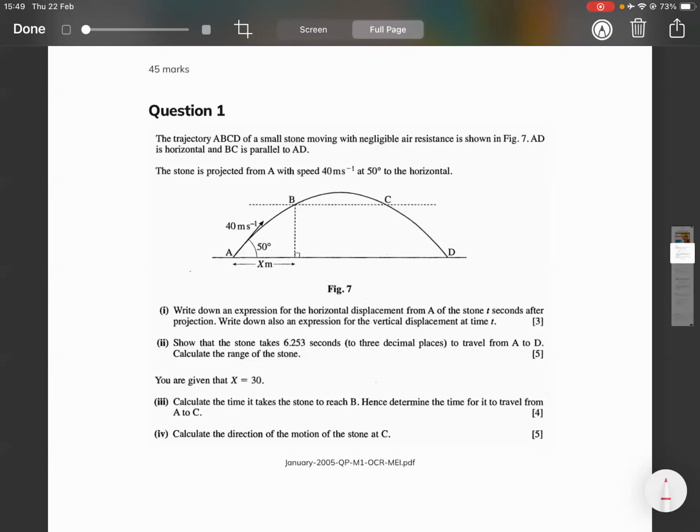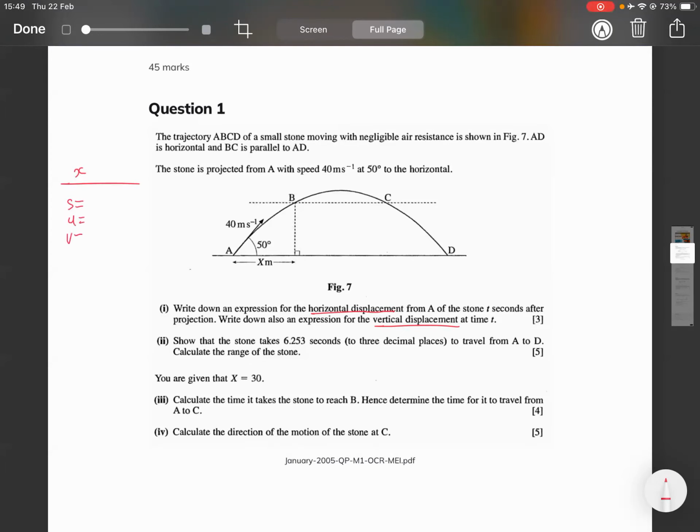So the first rule was that it has to be horizontal suvat or vertical suvat, never mix them. The question says write down the horizontal displacement equation and write down the vertical displacement equation. So let's start with horizontal. S is what we're going to work out. U is either 40 cos 50 or 40 sine 50. So it's 40 cos 50 because it's between, yeah.